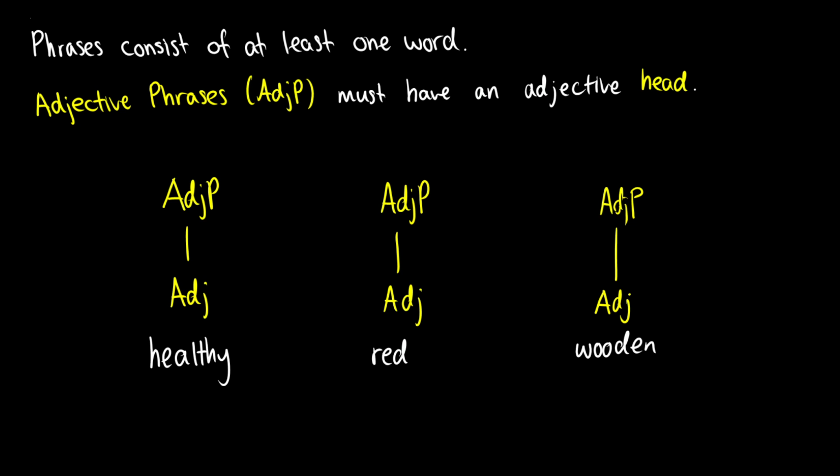So here's some examples. If we have the adjective healthy, we would label healthy as an adjective. And because that's the only adjective we have here, we don't have, say, a degree word modifying it. This just builds straight up into an adjective phrase. We also have an adjective of color here, red, and an adjective of material here, wooden. So these are all examples of adjectives that we've seen. The only difference is that they build up into the adjective phrase.